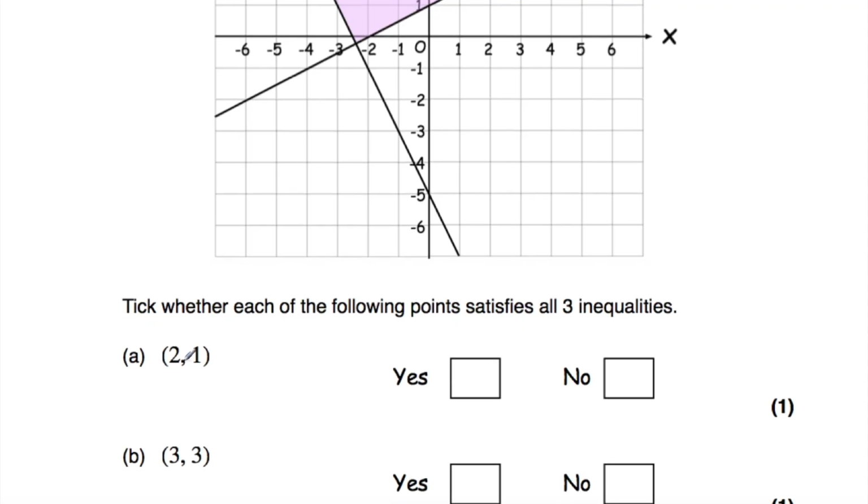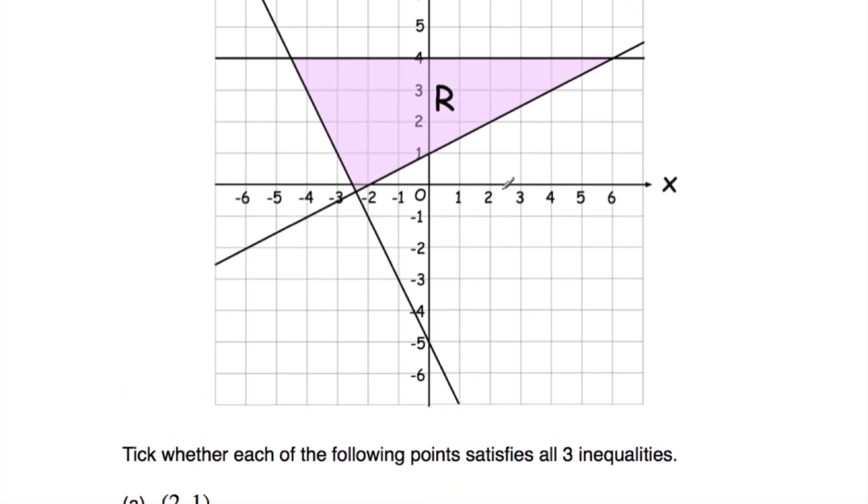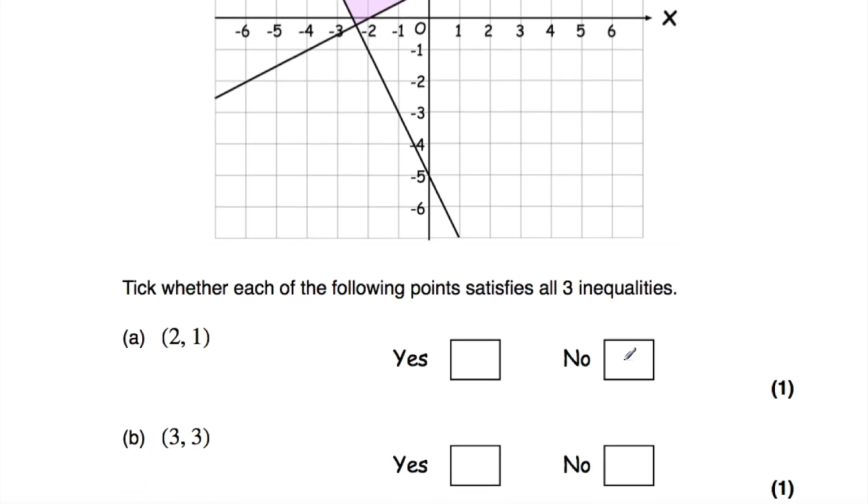So we've got the first point, 2, 1. So let's plot the point 2, 1. So 2 across, 1 up would be here. And the region, as you can see here, is labelled R, and it's shaded in lilac, light purple, whatever colour that is. So that point is not in that region. So does it satisfy all three inequalities? No, it does not. So no.